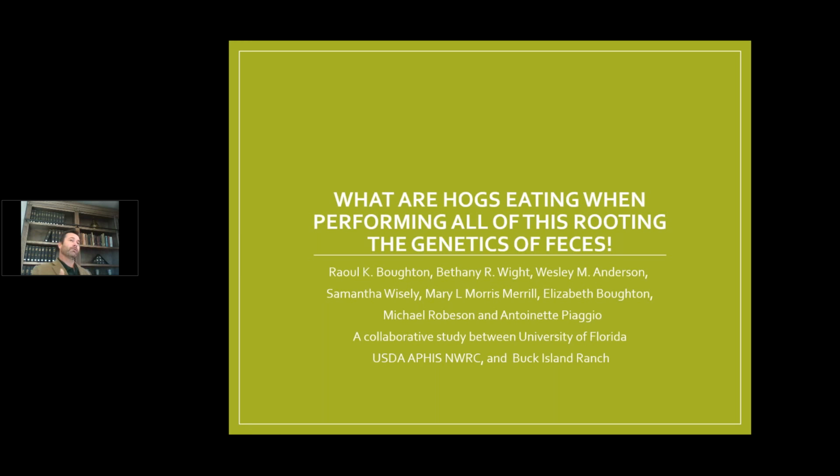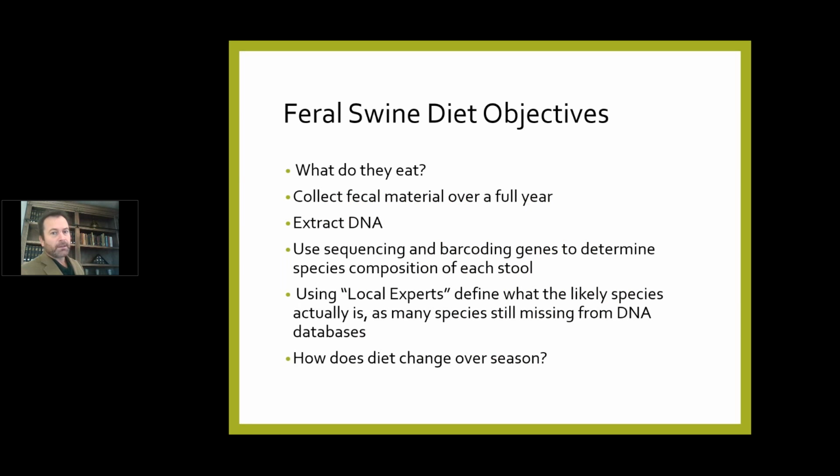But sometimes we want to know exactly which ones they are and what the breadth of that is. So in this study, which is really a study on the genetics of feces, we sent people around to actually collect fecal matter from the field. And the objectives are, what do they eat? Collect fecal material over a full year so that we actually know how their diet changes over the year. Be able to extract DNA from that feces, which is not that easy in some cases. And then the way you do it is we're actually using sequencing.